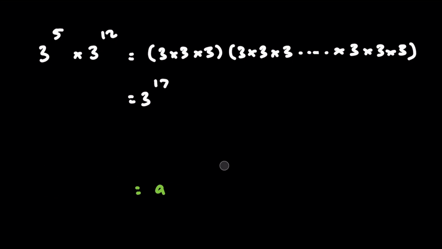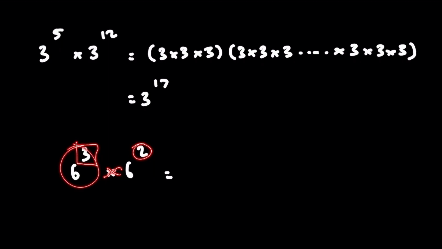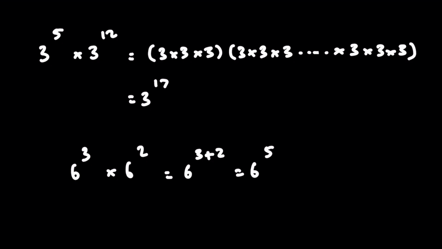So let's have a look at one more example. Let's say one that looks like this. How would you simplify this? Well, we know that we're doing 6 as the base for both of these, and the indices, if we're multiplying both of them together, we just add the indices together. So this just becomes 6 to the power of 3 plus 2, or simply 6 to the power of 5.